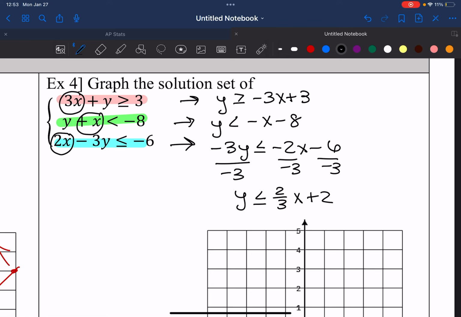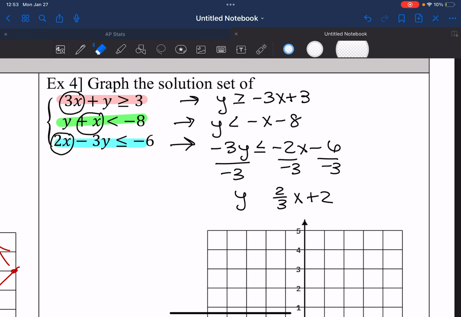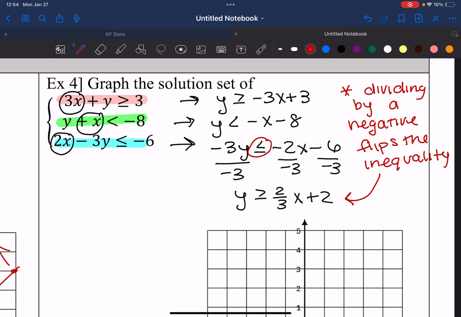And I just made a mistake right here, which I'm about to mention, because if we divide by a negative, our inequality flips. So I'm going to write a little note over here. Dividing by a negative flips the inequality. And we see that here, how we went from less than or equal to now greater than or equal to. Okay. Now that I have all my y's isolated, I'm going to graph them.